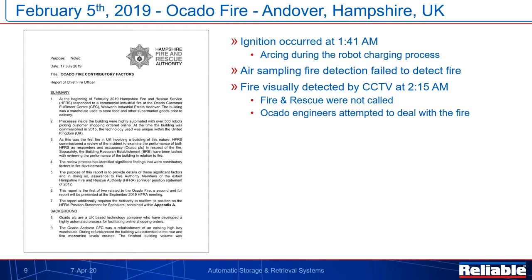The engineers attempted to deal with the fire themselves. Sprinklers activated at 2:26 a.m. And although that is 45 minutes after ignition, one of the things that we need to realize is that with the robot being in movement at the time, we never had a fire that was really stationary, generating heat and able to activate a sprinkler head. More than likely, at this point, the robot stopped, and the fire was able to generate enough heat to activate our sprinkler heads at 2:26.